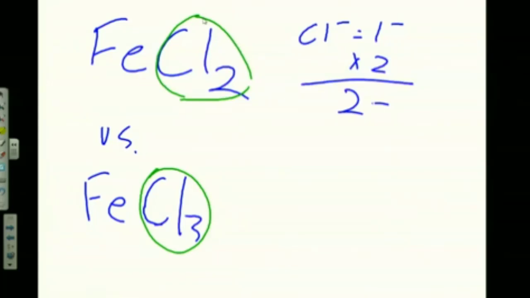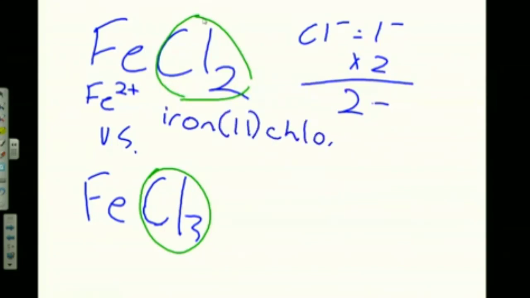What's the charge on the iron? What's the overall charge here? What's the charge on the whole thing? It's 0, right? It always has to be 0. Because I have 2 negative charges, I also have to have 2 positive charges. So the charge on iron must be iron 2 plus. So this is iron 2 chloride.